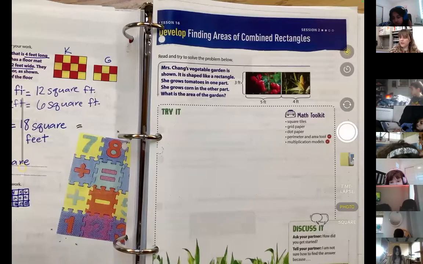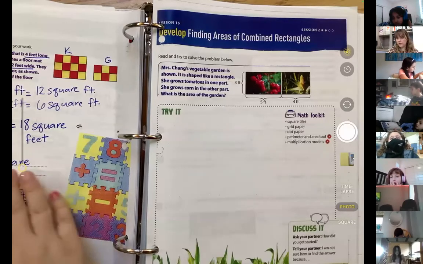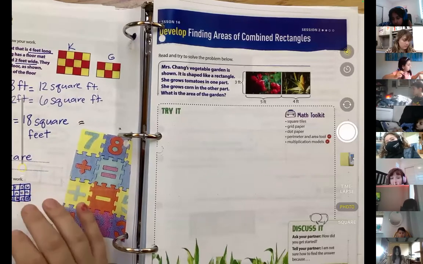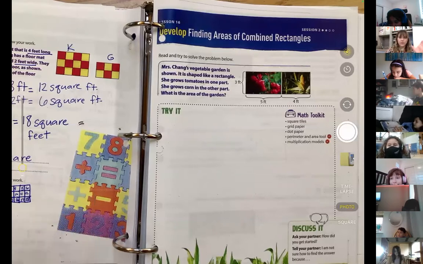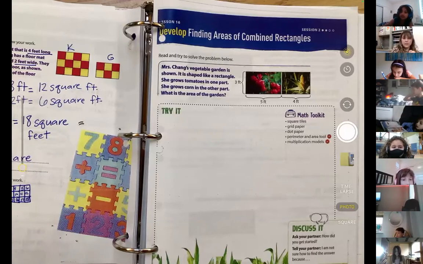about finding areas of combined rectangles. And yesterday we talked about what a combined rectangle was, right? A combined rectangle is taking two smaller rectangles and putting them together, okay? So let's keep going.